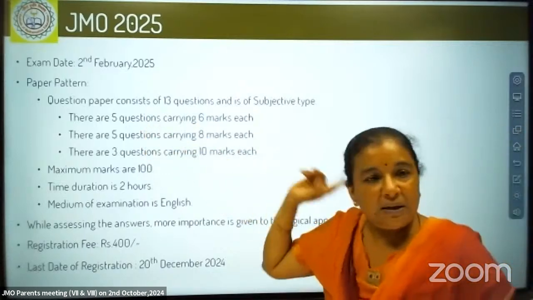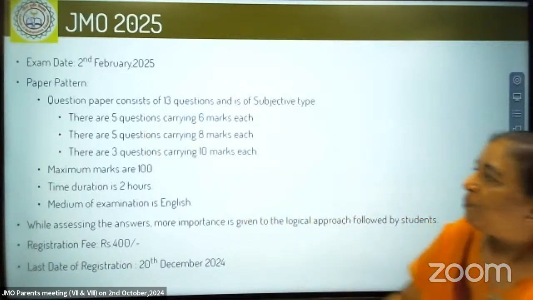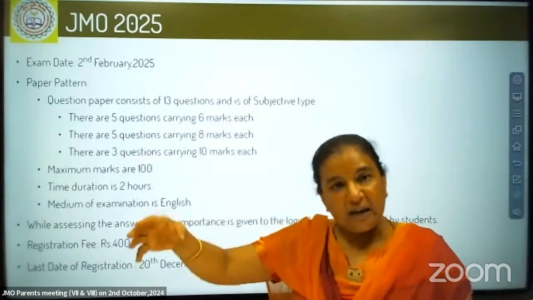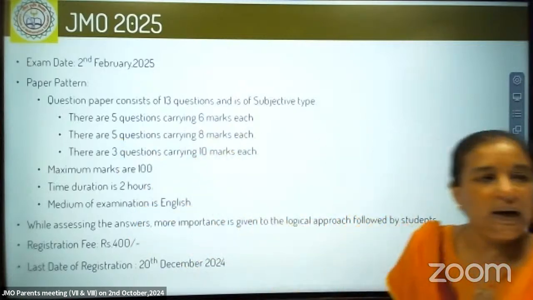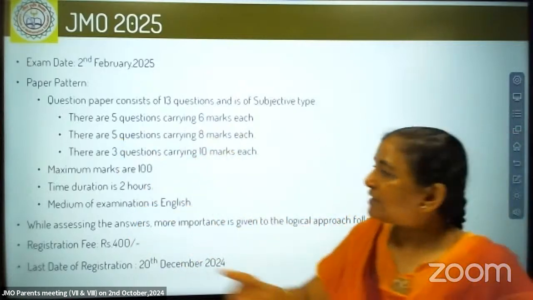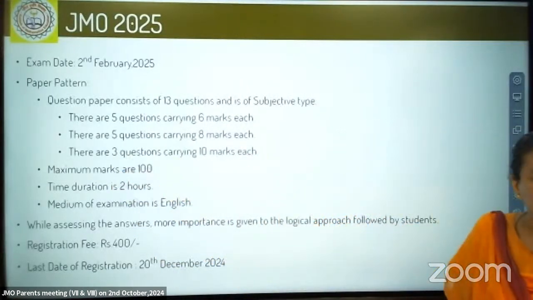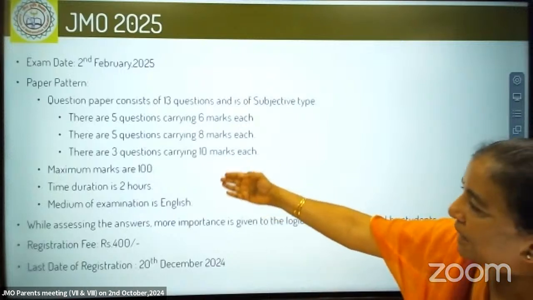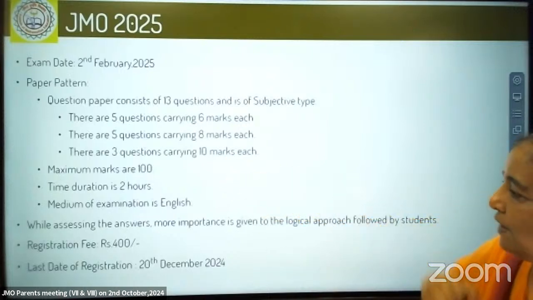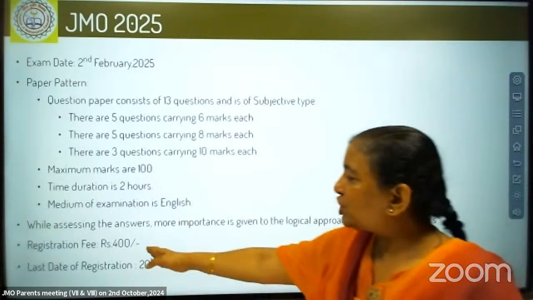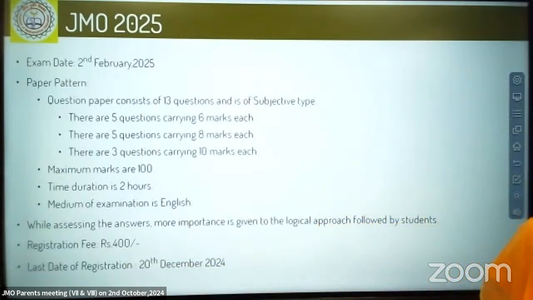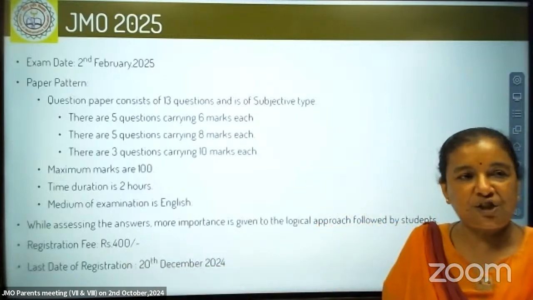The first 5 questions carry 6 marks each. The next 5 questions, of a higher level of difficulty, carry 8 marks each. The toughest questions are the last 3 questions, which carry 10 marks each. So maximum marks are 100. Time given is 2 hours. Registration fee is 400 rupees, and you have to do the registration separately.